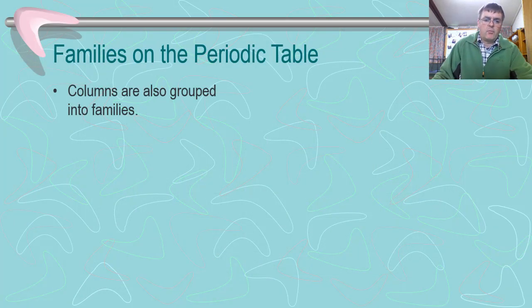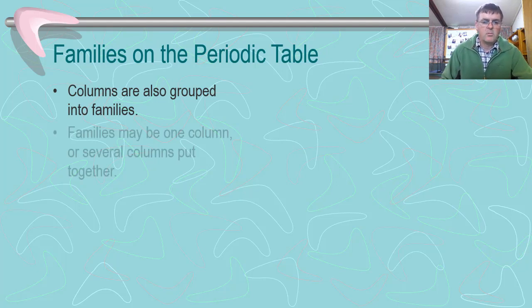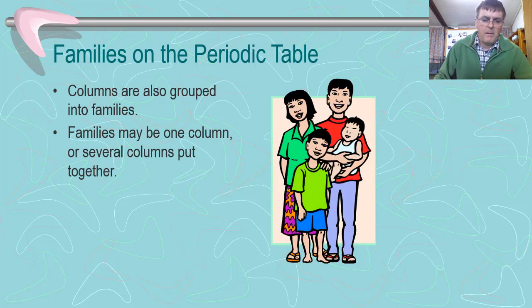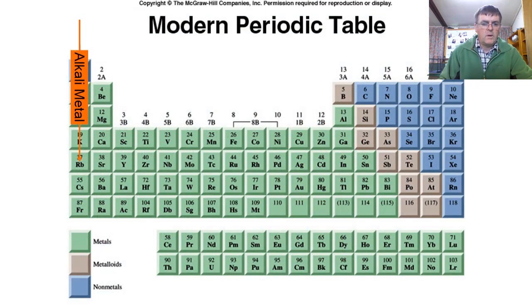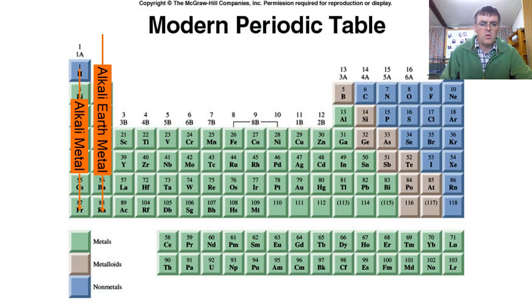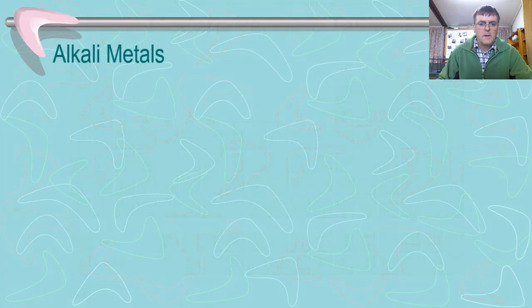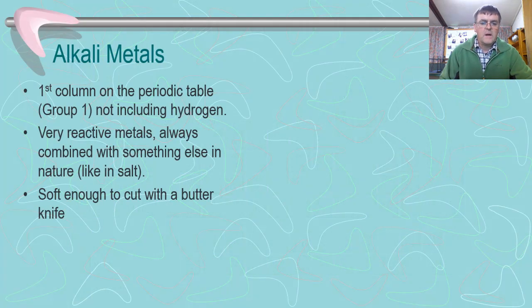And the families on the table, so the columns, they're grouped into families, so groups of chemicals that behave the same way. It could be one column, could be several columns put together. So it becomes a family, and they've been given names rather than numbers, just like your family will have a name. So for example, we have the alkali metals, the alkali earth metals, the halogens, the noble gases, and there's others in between that we'll meet soon. So alkali metals, really reactive, and they're really soft as well.